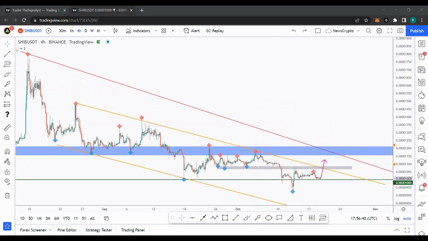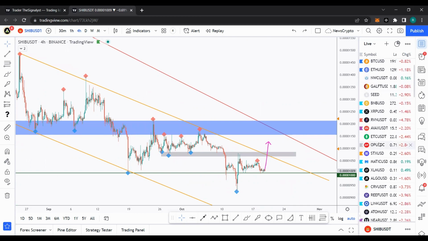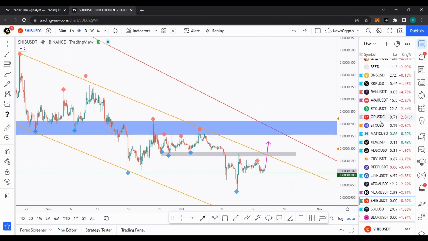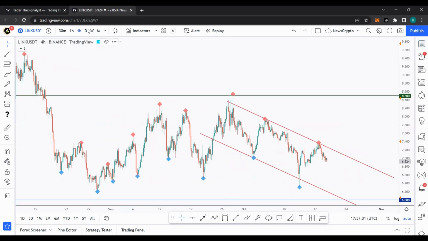Okay, let's go for one more, which I told you about, which is Link. Where is Link? I can give you a practical example. Okay, I can't find it. Yeah, that's it. So Link, XLM, and ALGO are forming very similar patterns, so by going over Link, you've almost covered these three.